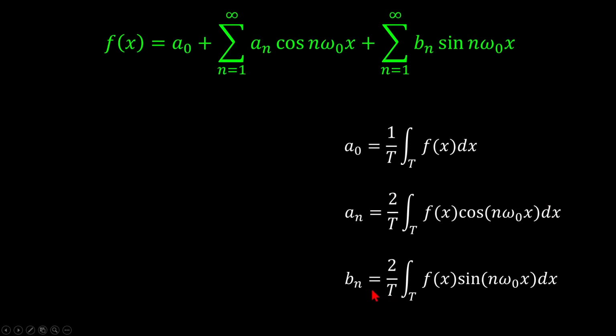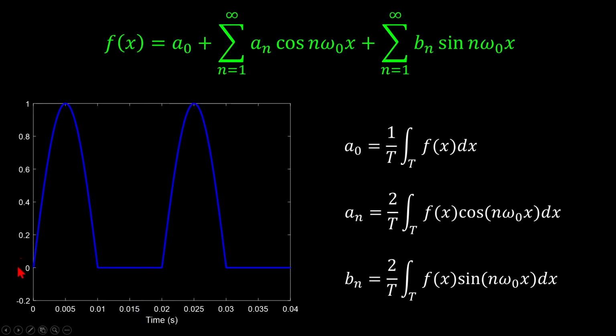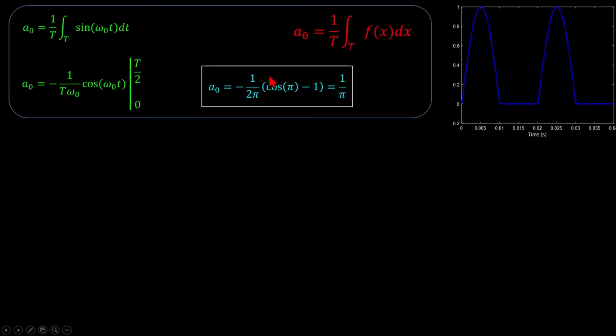Same for bn. Now let us assume that we have a function. This is a sine wave, but the negative part is 0. So we want to calculate Fourier series coefficients with FFT and compare it with analytical calculation. Let us first do the analytical calculation.